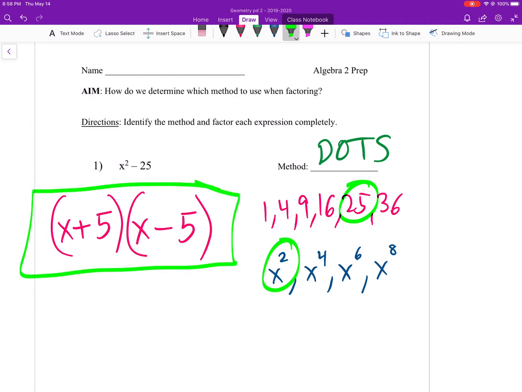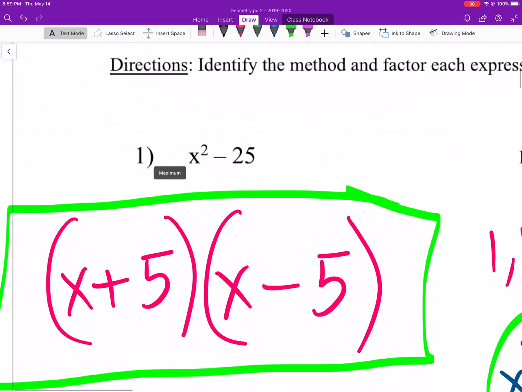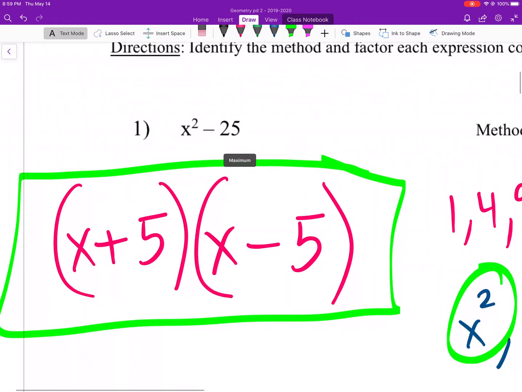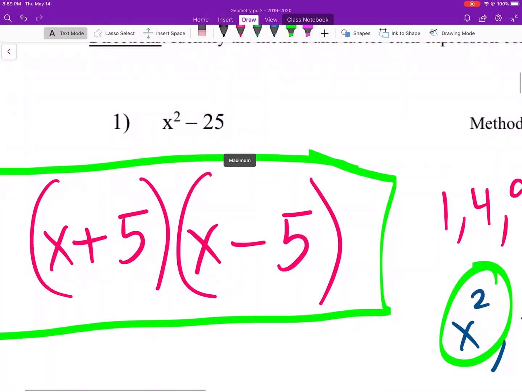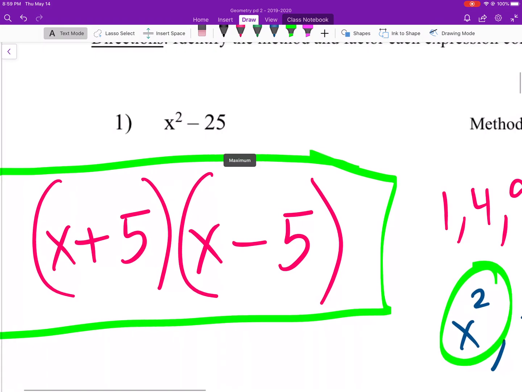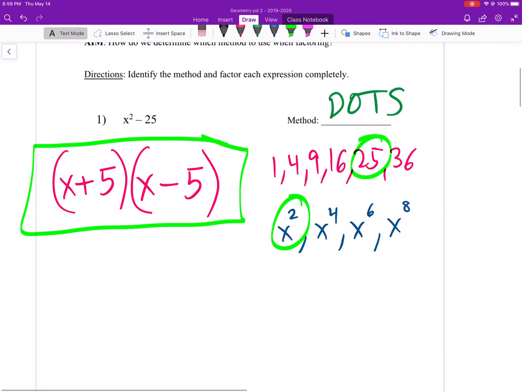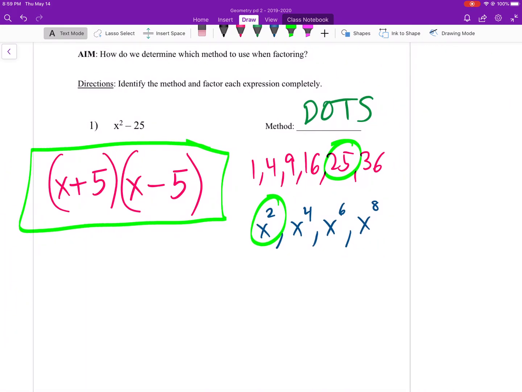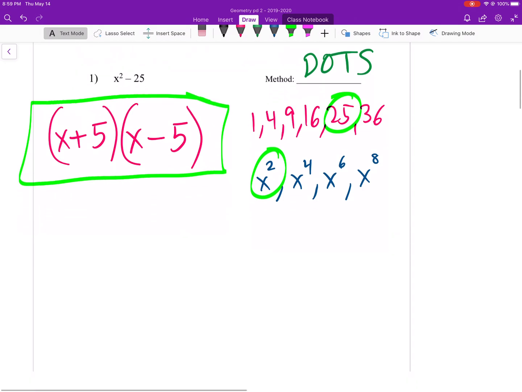A simple version of DOTS. But remember what you're looking out for when you have DOTS. Why was this DOTS? First off, it's a binomial, 2 terms. It's subtraction, right? Difference is subtraction. And they're both perfect squares. So that's what DOTS is. And when we use it, make sure you check for GCF first, which we didn't have.